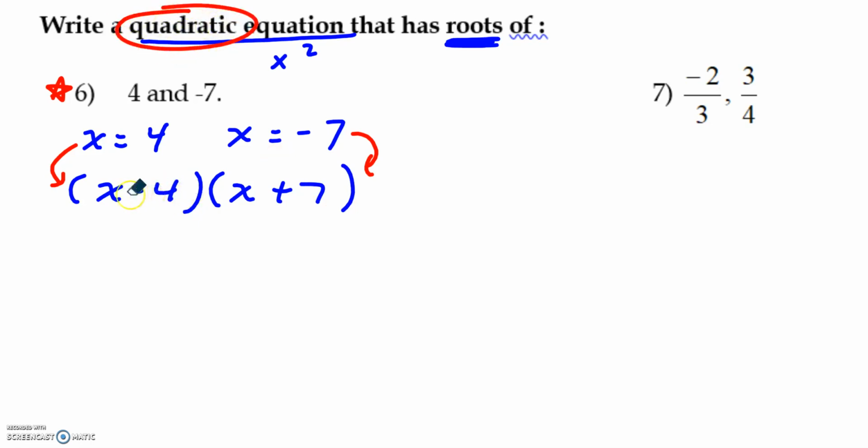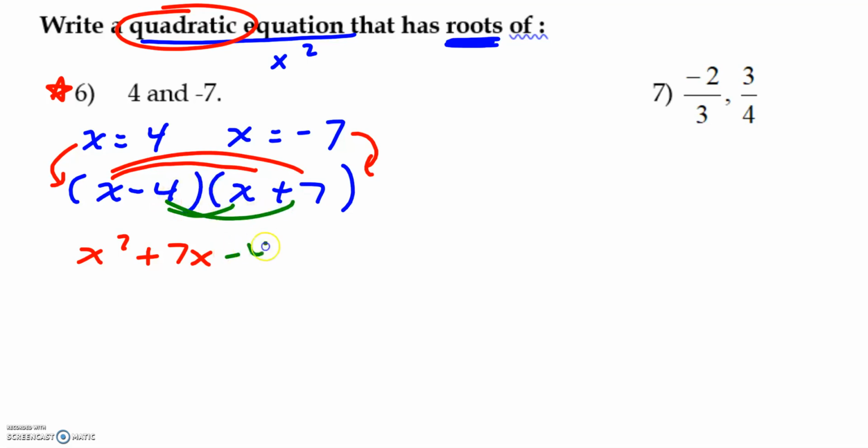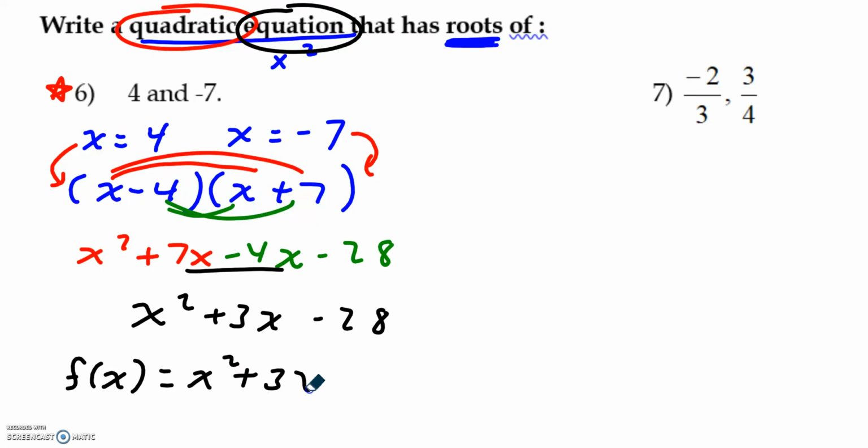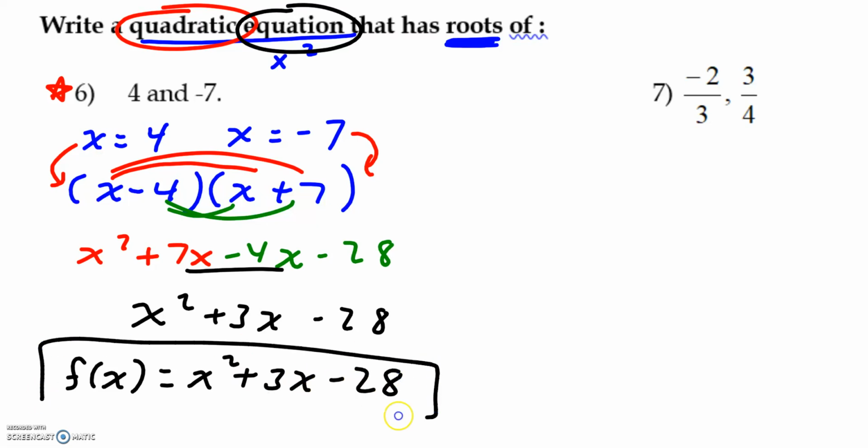So we need it to say x squared. If I want to multiply these, I can use the distributive property twice. If I multiply x first, that would be x squared plus 7x. And then if I distribute the negative 4, I'd have minus 4x minus 28. So then my final answer as a function will be x squared plus 3x minus 28. And because we want an equation, I'm going to go ahead and say that f of x, which means another name for y, equals x squared plus 3x minus 28. So this is my quadratic function that has 4 and negative 7 as answers.